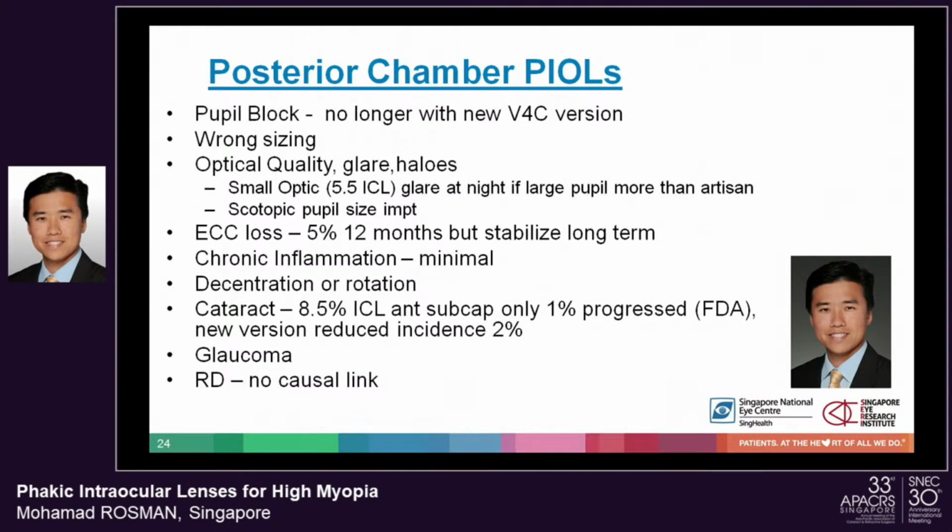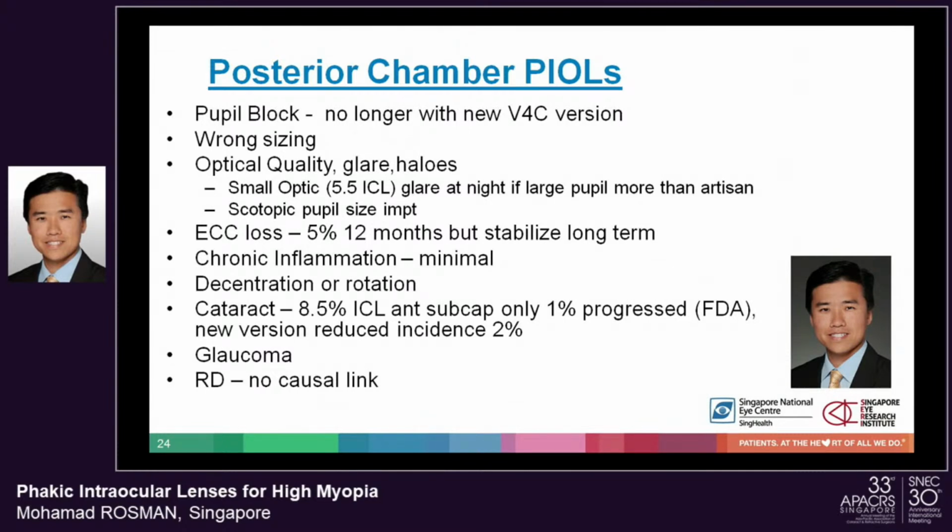However, these lenses do have potential risks of complications. The older versions have a risk of pupil block and sudden rise in intraocular pressure. Sometimes the sizing can be an issue. If the sizing is either too small or too big, we may have to change the lens to the correct sizing. Some patients still do get problems with optical quality, night vision symptoms. There is an initial loss of endothelial cell count, but usually it stabilizes over the long term. Sometimes patients do get a bit of inflammation.